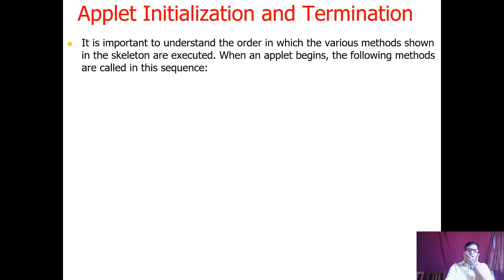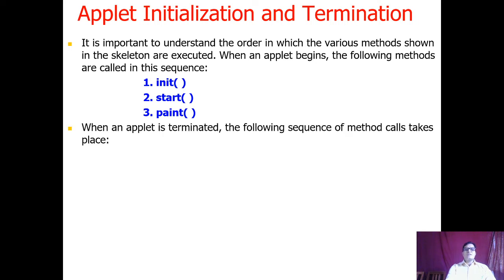Now, applet initialization and termination. It is important to understand the order in which the various methods shown in the skeleton are executed. First one is the init method, second one is the start method, and third one is the paint method. Initialization, running of your applet program, and paint method. Paint method is used to display. Whenever an applet begins, these methods 1 to 3 are used.